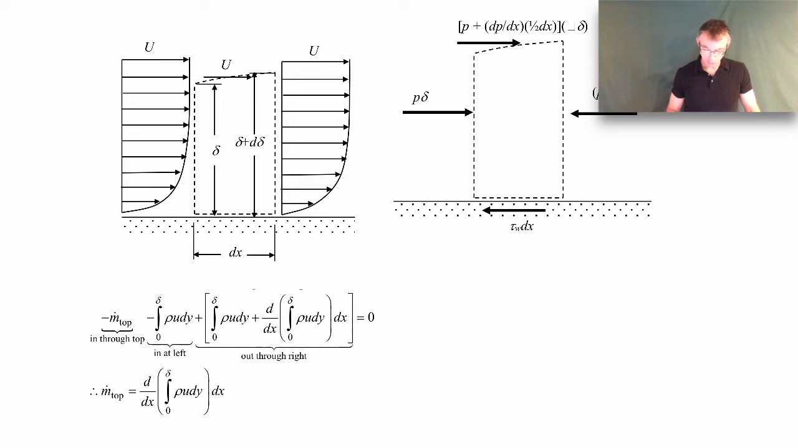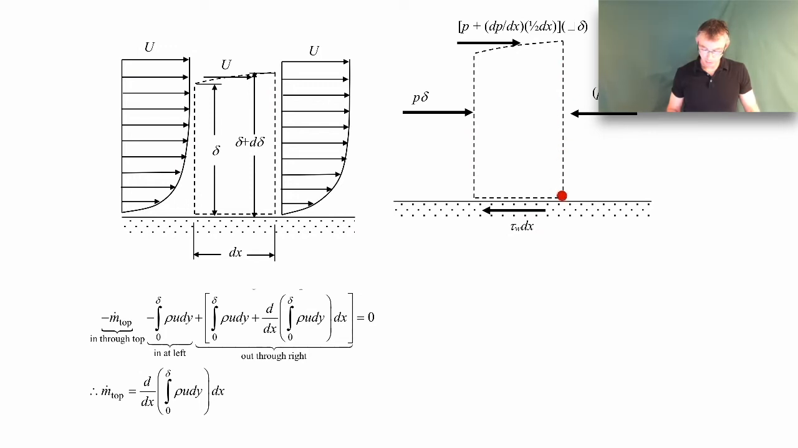Now let's go ahead and show a free body diagram of that same control volume. So this is the same control volume, still has a distance dx here. Along the bottom we'll have the wall shear stress times dx times unit depth in and out of the page. So this is the force on the bottom. On the left face there could be some pressure, we'll just call it P. So that acts P times the height here, delta, times unit depth in and out of the page.